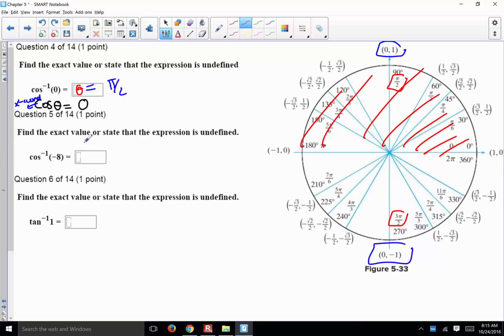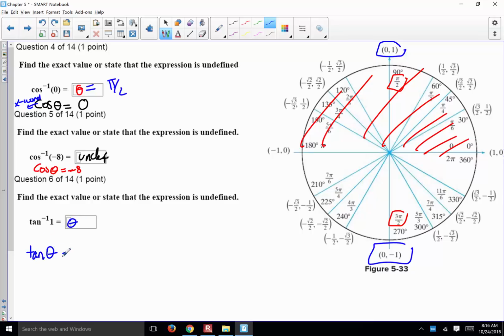Okay? How about the second one? This is a 2-second question. Undefined. Why? I flip this, cosine theta equals minus 8. Can cosine or x coordinate of any point be beyond negative 1 and 1? No. On a unit circle, all the coordinates are limited between minus 1 and 1. Minus 8 is undefined.